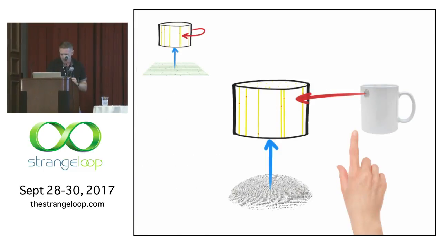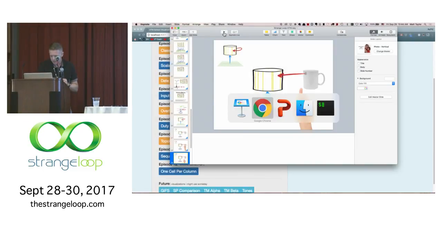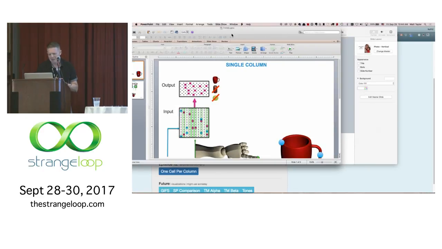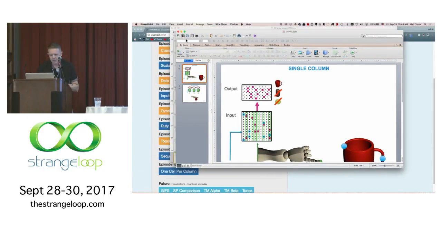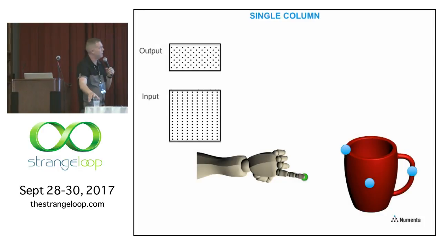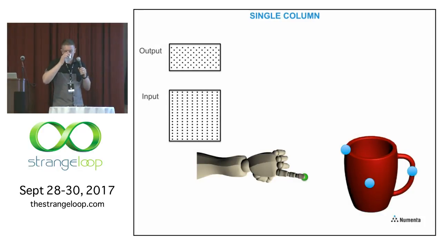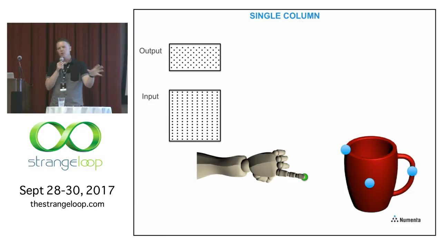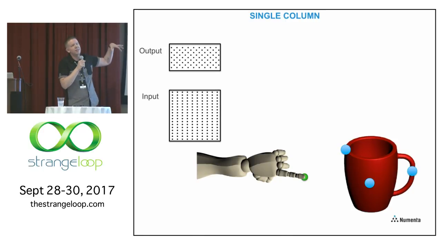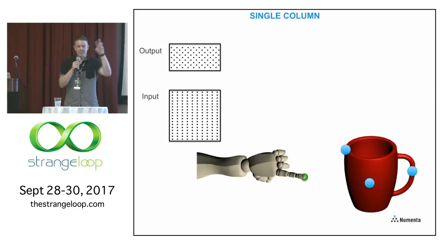And I'm going to give you another demo of this, which is in PowerPoint. I didn't make this one, somebody else did, but it was so good I just wanted to do it. So here we're talking about a single column, a single cortical column with two layers. This is sort of our newer research coming out of our company. So we've identified this cortical circuit that we've seen exists.